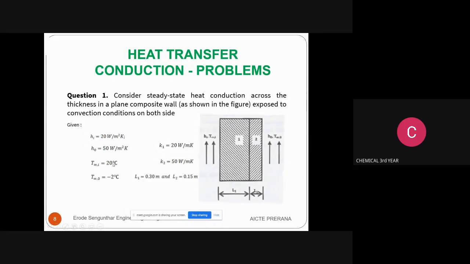There is no need to convert degrees Celsius to Kelvin here, because in the formula we have only a temperature difference. The difference in degrees Celsius and the difference in Kelvin give the same value, because converting to Kelvin just adds 273 to everything. Whatever the change is, it is common, so it will not change the temperature difference. So these are all the data they have given.